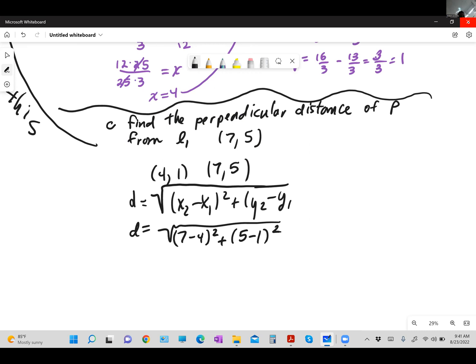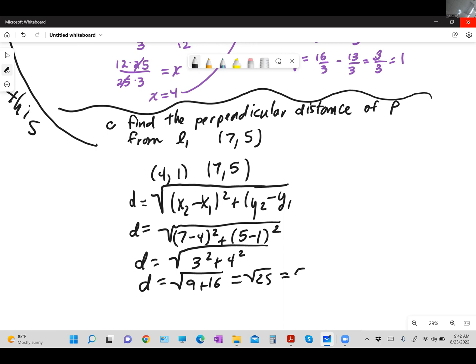Always keep it inside. 7 minus 4 squared plus 5 minus 1 squared. And so that's 7 minus 4 is 3, 3 squared plus 4 squared. Look at these people. Marvelous numbers they pick for us to show us that we're on the right track. And the distance is 5. Can you do this? I hope so. Now, it's not always beautiful numbers like this, but does that make sense, guys?